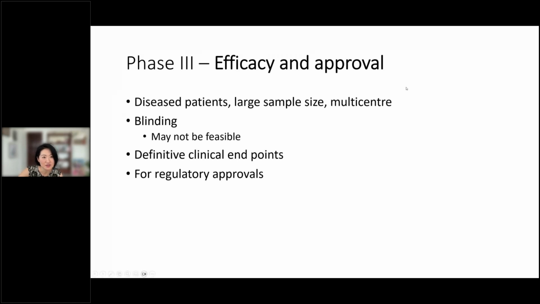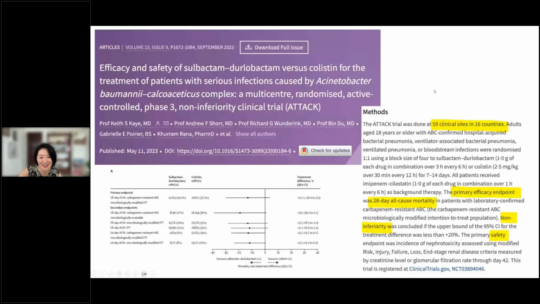An example landmark trial which granted the FDA approval for sulbactam-durlobactam is the ATTACK trial. This was done in 16 countries and almost 60 hospitals. The primary endpoint was mortality, since it was targeting patients with severe infections such as pneumonia, bloodstream infections instead of urinary tract infections. And this is a non-inferiority trial, which is the typical design for novel antibiotic trials. Even though the number of patients enrolled was quite small at about 180 patients, and the non-inferiority margin was fairly large at 20%, the drug received FDA approval.